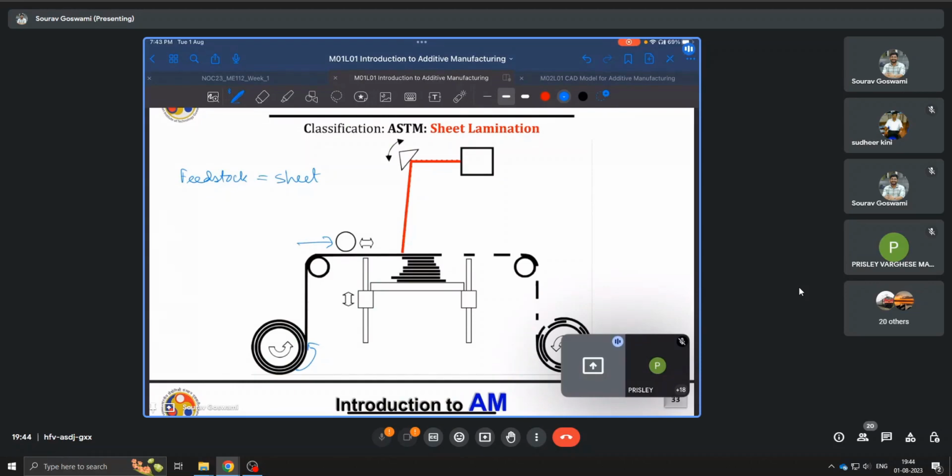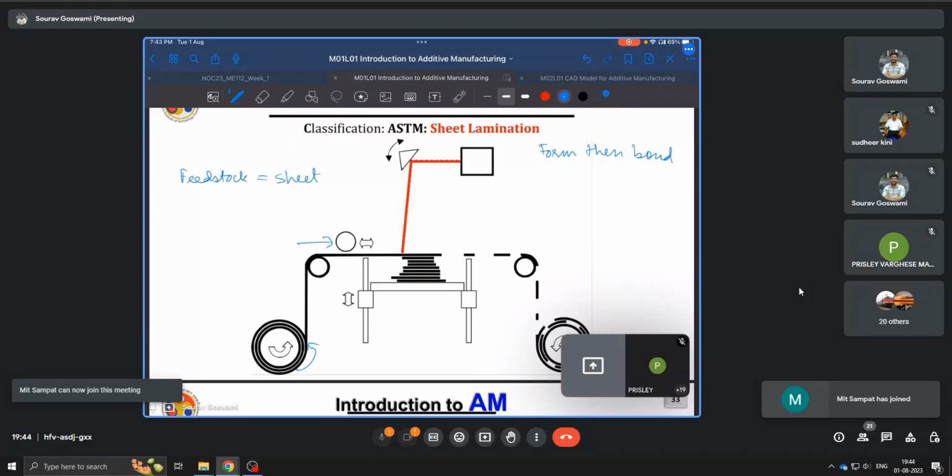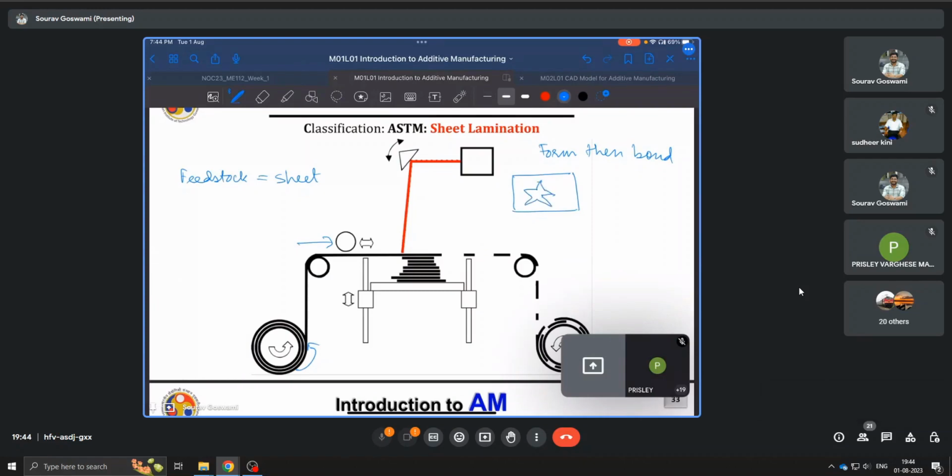So there are two strategies here. One is called form, then bond. We are actually making the shape on the sheet and then detaching it, and then joining it with previously deposited layers or previously prepared parts. So maybe you have a stack of them and then you join it on top.